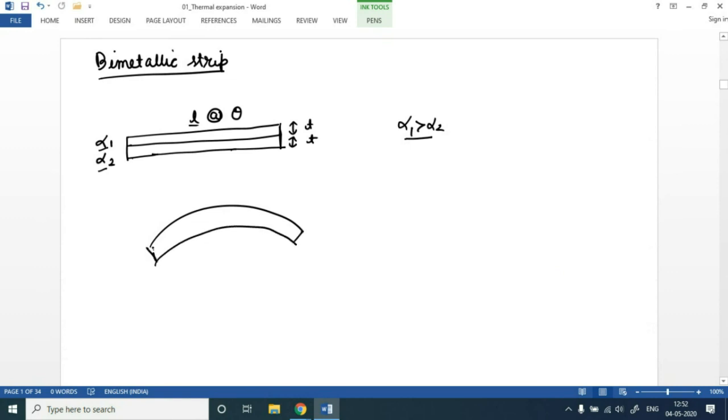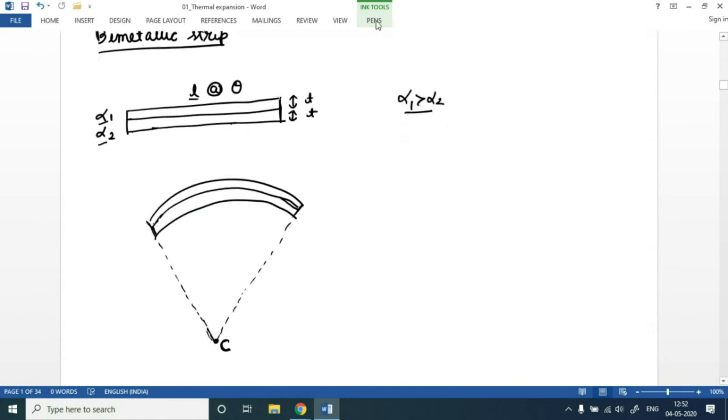When it takes the shape of an arc, we become interested in finding out the radius of curvature, or mean radius of curvature, of this. Let's say this arc has been formed, and this C is the center of curvature of it. The mean radius of curvature would be this quantity here. So this is R, and we are interested in finding out R if the temperature is increased by delta theta. So what are we going to do here?